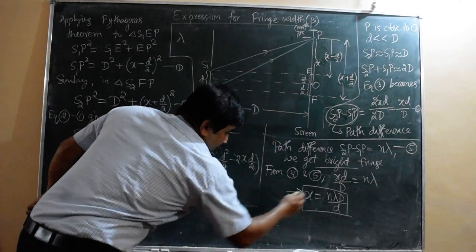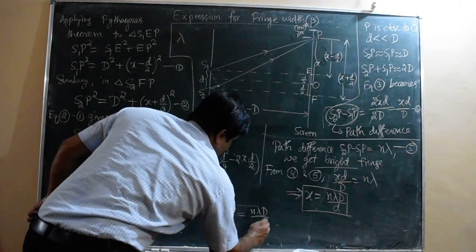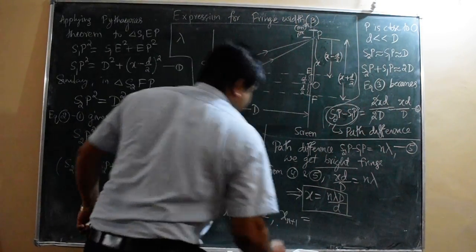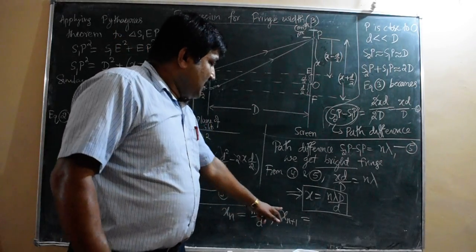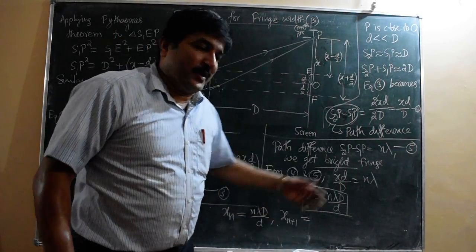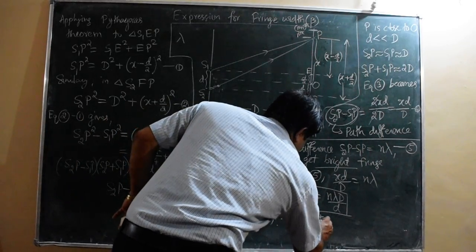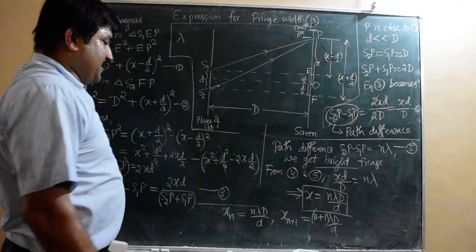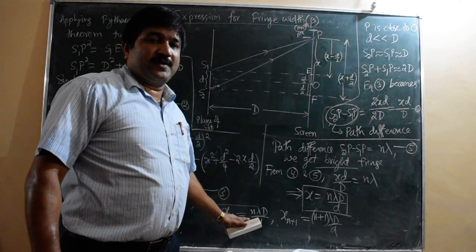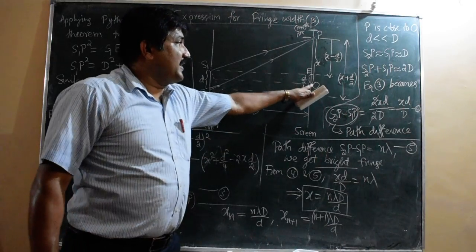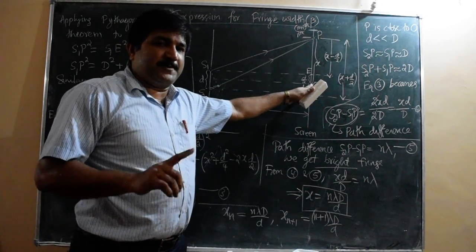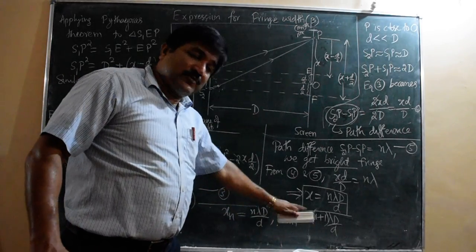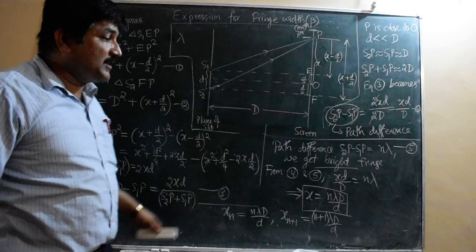So xn, what can I write? n lambda D by d. And in the same way for xn plus 1, the n plus 1 bright fringe, in place of n, put n plus 1. Then it becomes n plus 1 lambda D by d. Correct? xn is the distance of the nth bright fringe from the central maximum, or center of the fringe pattern, or midpoint of the screen. xn plus 1 is the distance of the n plus 1th bright fringe.